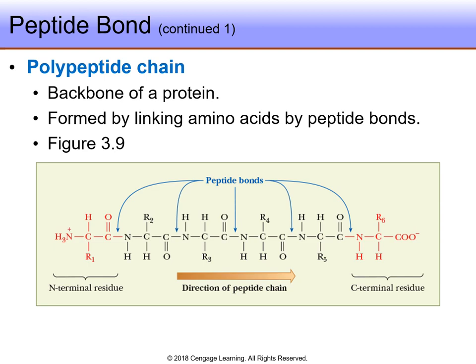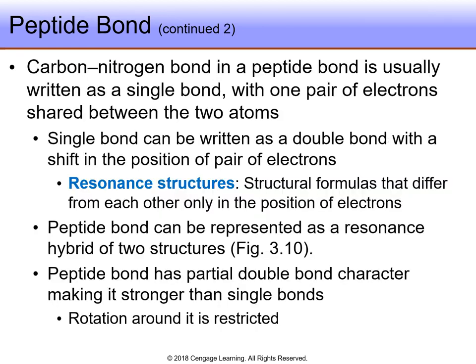Now a question about the peptide bond. Is the peptide bond a carbon-nitrogen bond? A peptide bond is usually written as a single bond with one pair of electrons shared between the two atoms. Now a single bond can be written as a double bond with a shift in the position of a pair of electrons. Now we have resonance structures, structural formulas that differ from each other only in the position of electrons. The peptide bond can be represented as a resonance hybrid of two structures, and the peptide bond has a partial double bond character, making it stronger than a single bond, and rotation is restricted.